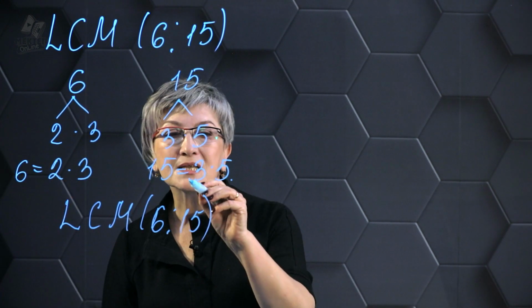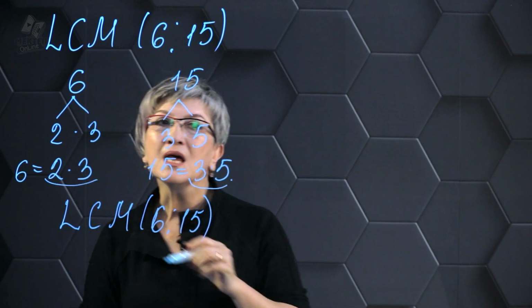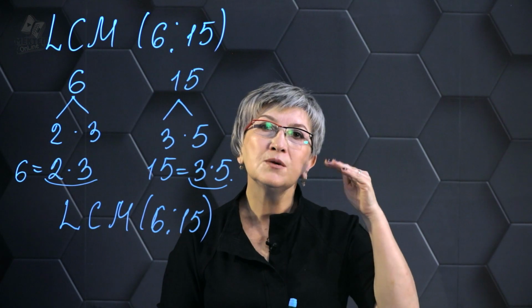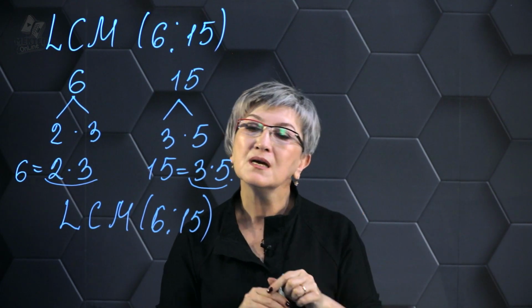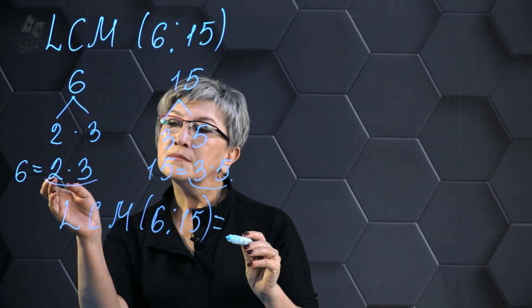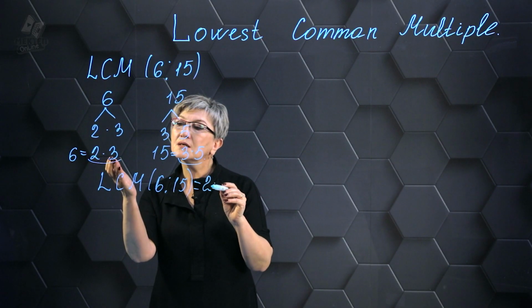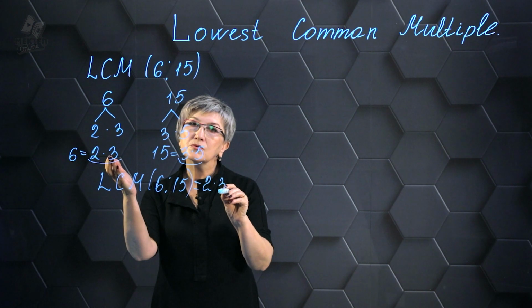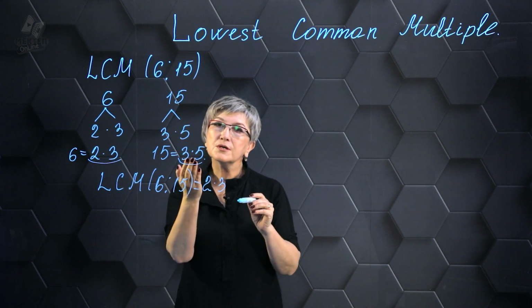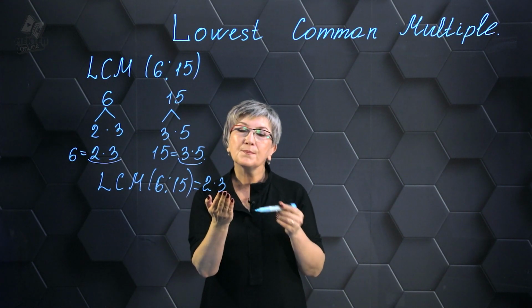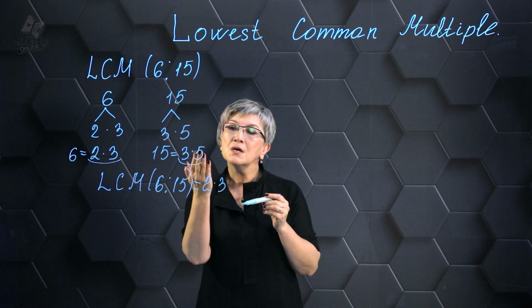Attention! Once again, let's take a look at the number 6 and the number 15, or more specifically at this decomposition. We rewrite all of the factors in their highest powers. There are no more 2's, so I write 2. Next is a 3. I wrote down a 3, so now I'm moving on. I have another 3, but I already wrote it down, so I don't write it. I only have 5 left.